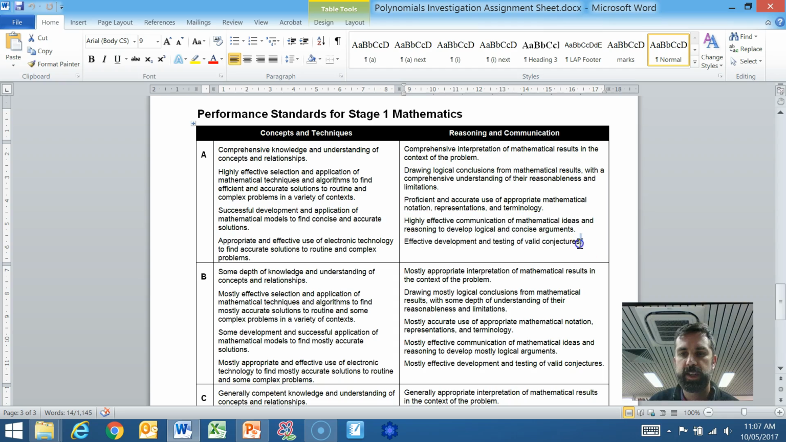And then the final one here is about effective development and testing of valid conjectures. So this is where you come up with your conjectures. You need to give me conjectures that are actually valid, as in they're correct, but show me how you've developed them and how you've tested them. And in this case, you've tested them by looking at lots of different polynomials in order to see if the conjecture is consistent.